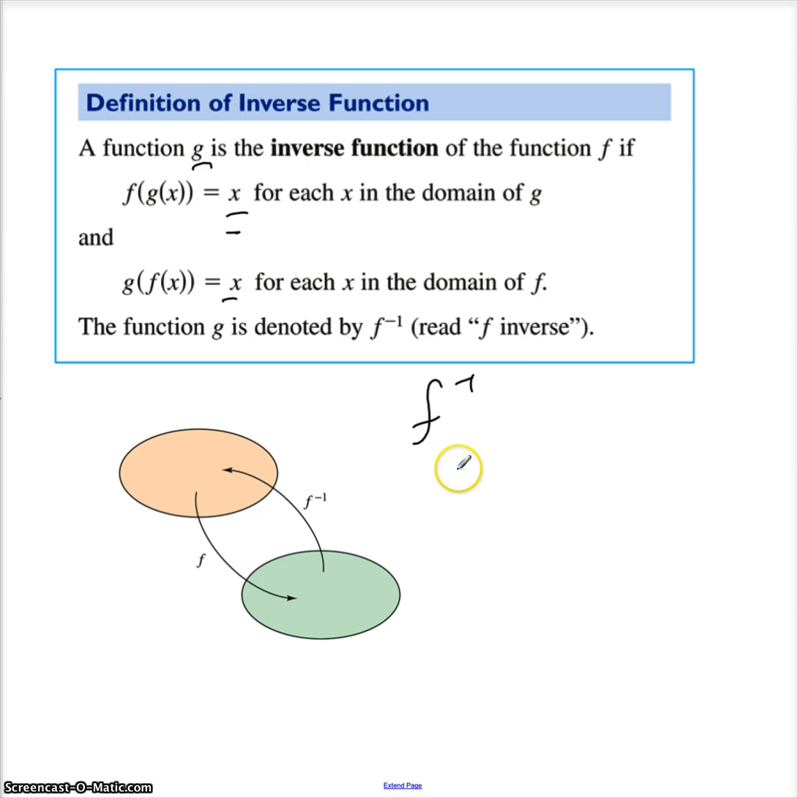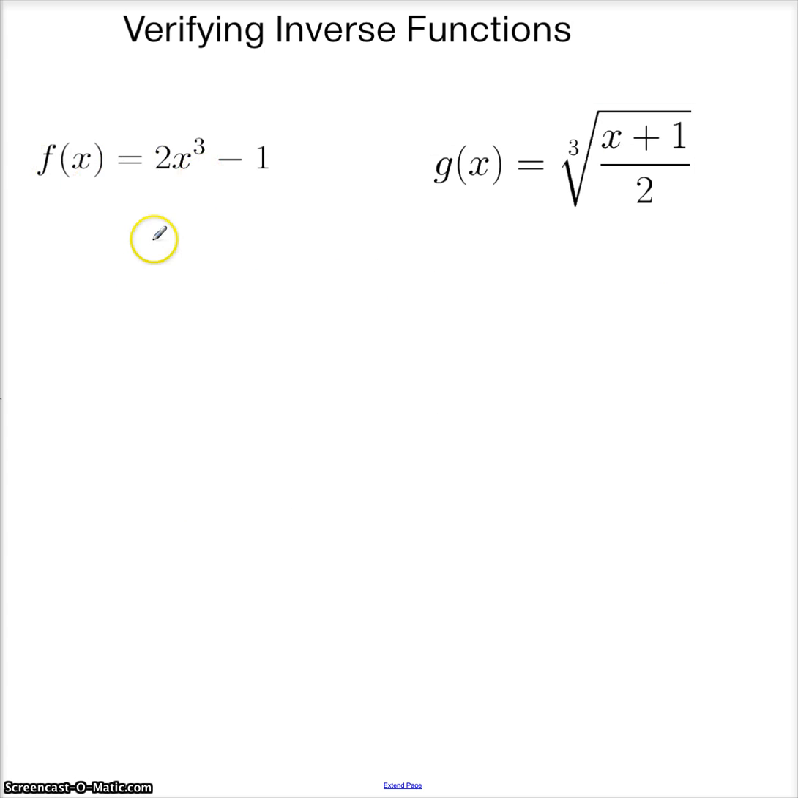So the trick here is when I apply f to its inverse, I get x. When I apply the inverse to f, I get x as well. So clearly, they're inverses of each other. So let's verify these two are indeed inverses. So how are we going to do that?